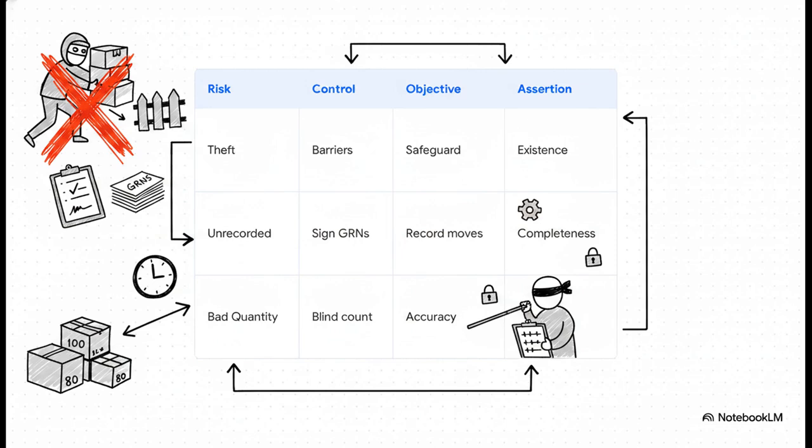We're mapping exactly what can go wrong to the specific defense, the objective, and the financial assertion. Say inventory gets stolen. Your records will overstate what you actually have, which violates the existence assertion. To stop this, physical barriers. What if a clerk just forgets to record a transfer? Now your inventory records are incomplete, violating completeness. So we mandate signing sequenced GRNs. Auditors can just check the numerical sequence and instantly spot a missing document. And finally, if we accept 80 boxes but the supplier billed us for 100, our valuation is totally wrong. We prevent this by mandating strict blind counts right at the receiving bay.